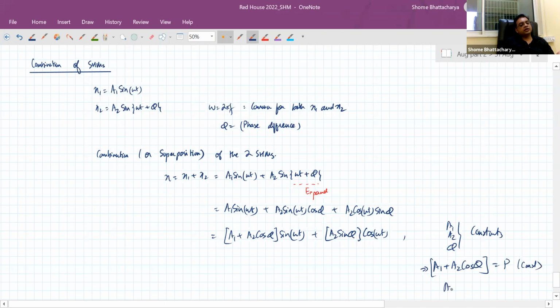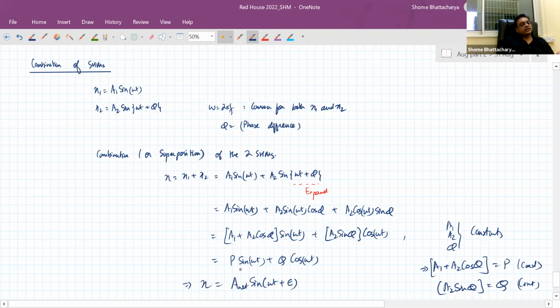And similarly, A2 sin phi is also a new term, which is a constant. So let's write it as Q. It's a different constant. Okay. So this becomes that type of equation: some constant into sine omega t plus some constant into cos omega t, which we know trigonometrically can be reduced into some net amplitude into sine of omega t plus some phase constant. Okay. So this is what our x will be finally.